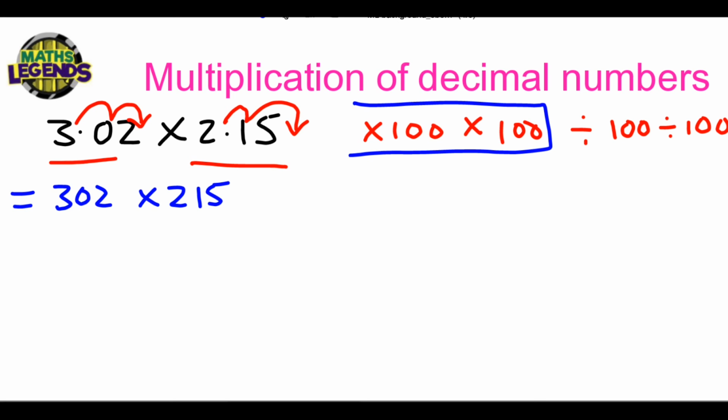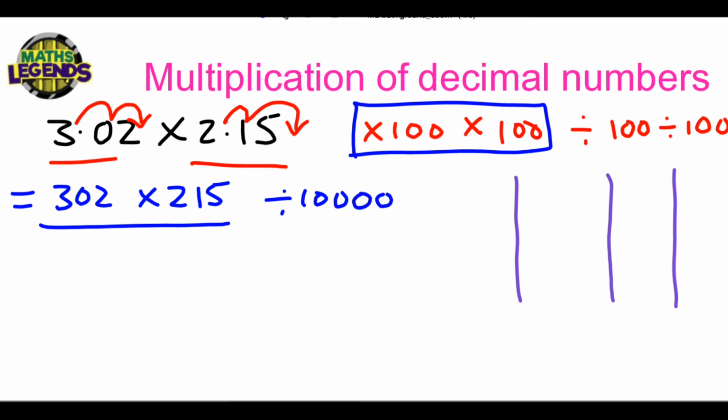These have already been used up by moving the decimal point. So we just write the divide by 100. And because that's divide by 100, we just add the 2 zeros on the end, because 100 times 100 is 10,000. We then use our grid method to calculate 302 times 215. As there's 3 numbers in each, we need 3 lines going down and 3 lines going across.